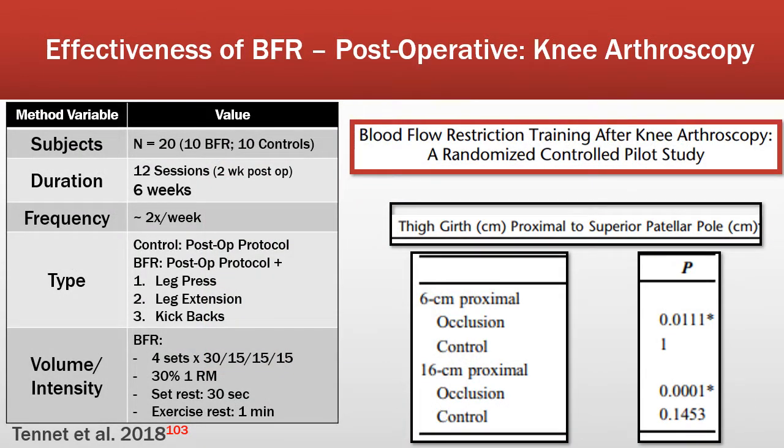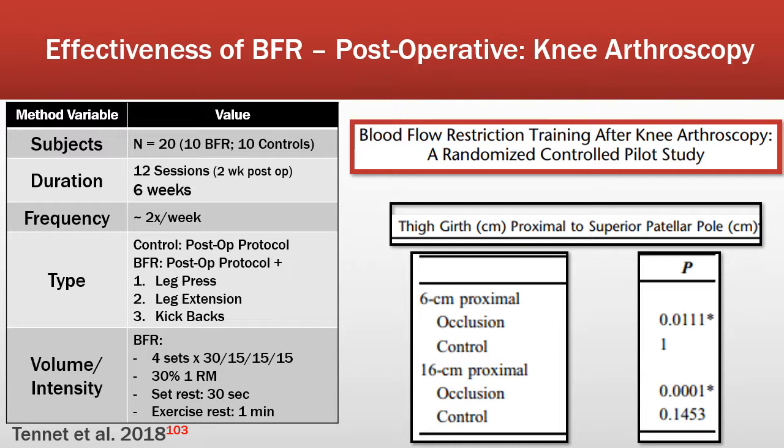Okay, so now that we've seen what it looks like in a healthy population, let's compare that to the post-operative knee group. So you have 20 subjects, 10 BFR, 10 controls, 12 sessions, 6 weeks, 2 times a week. They did leg press, leg extension, and kickbacks. The intensity was 30% 1RM. They used a 4 set rep scheme, 30, 15, 15, 15. The rest was 30 seconds, and rest in between the exercises was 1 minute.